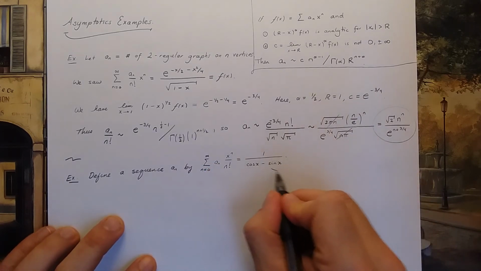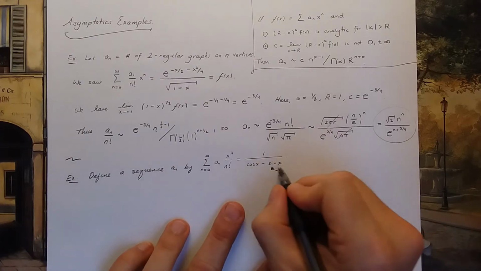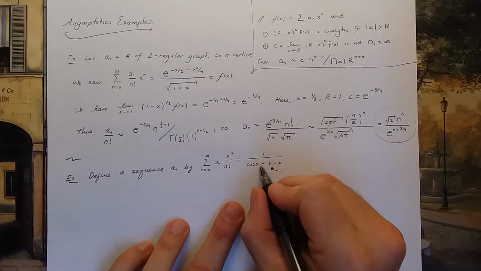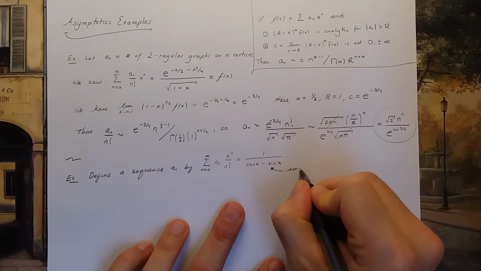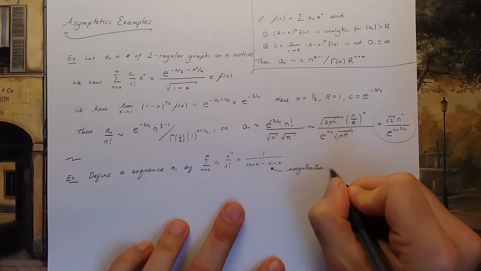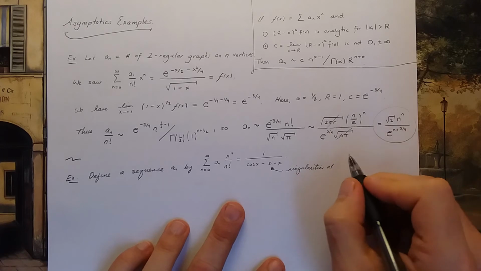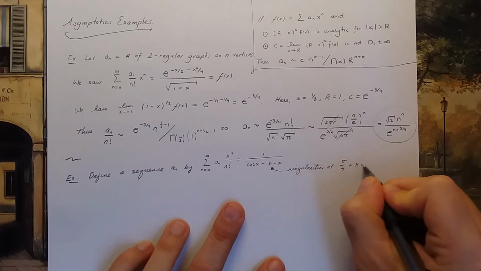In this case, I have singularities whenever I have a division by 0. So I have a singularity whenever sine and cosine are the same. So my singularities are at pi over 4 plus integer multiples of pi.